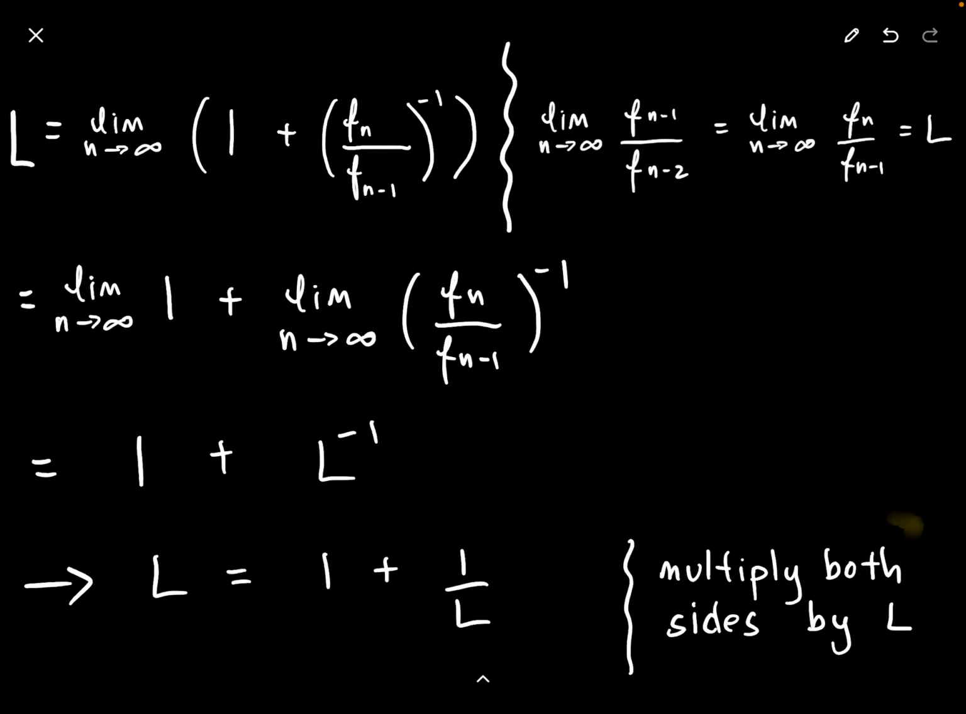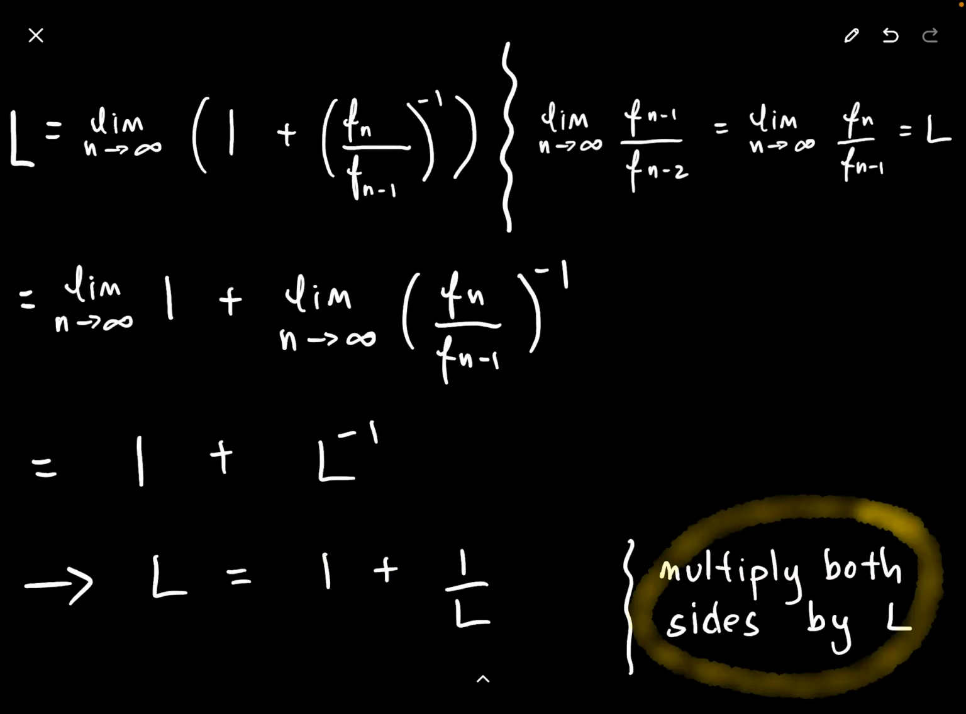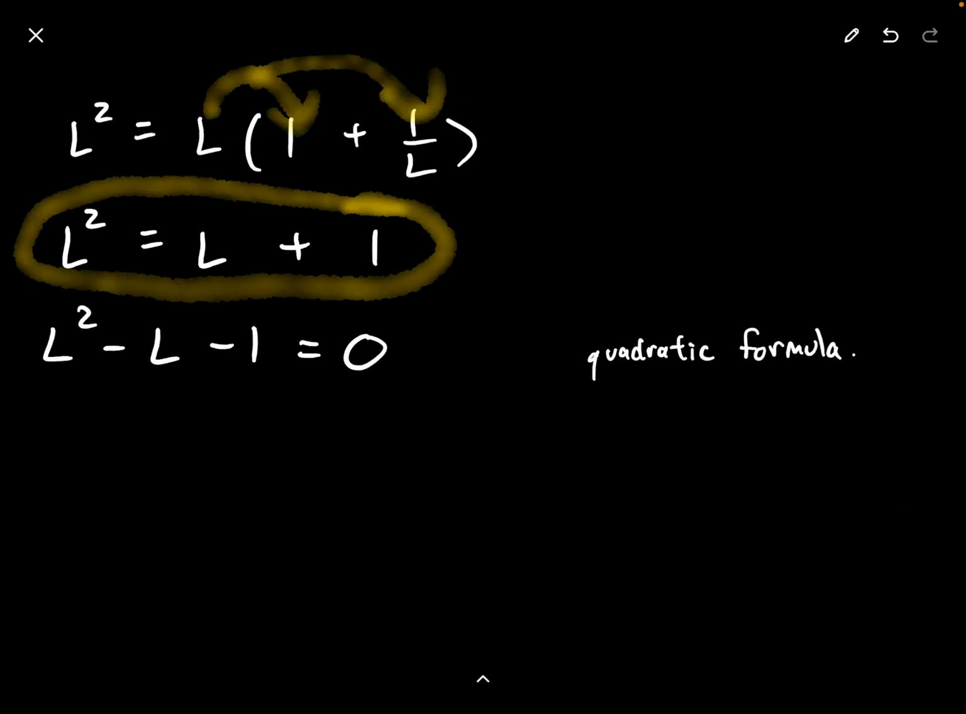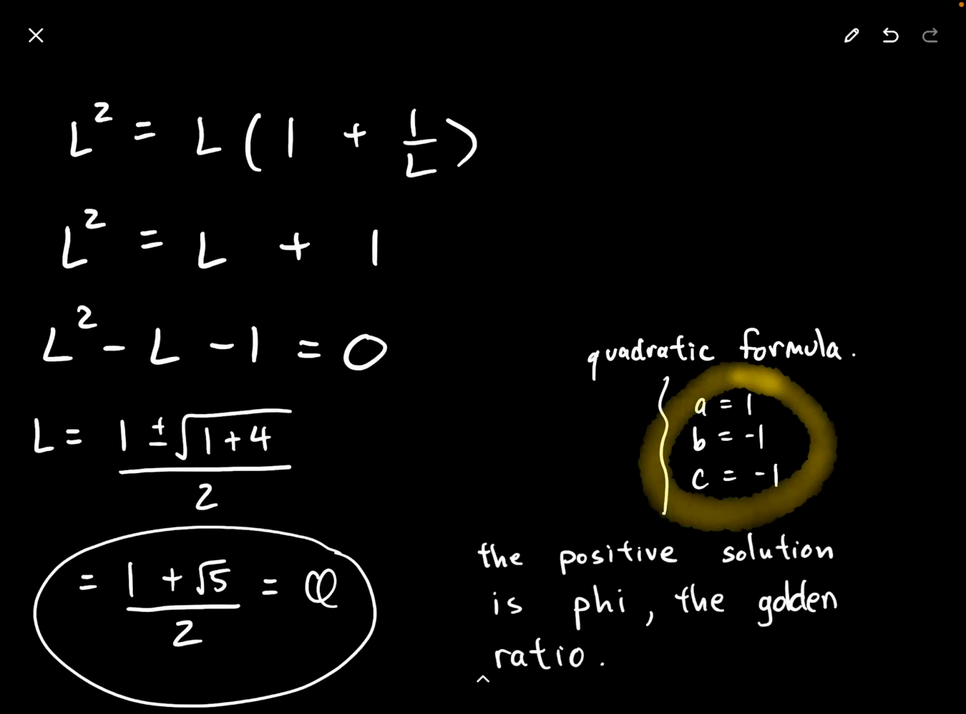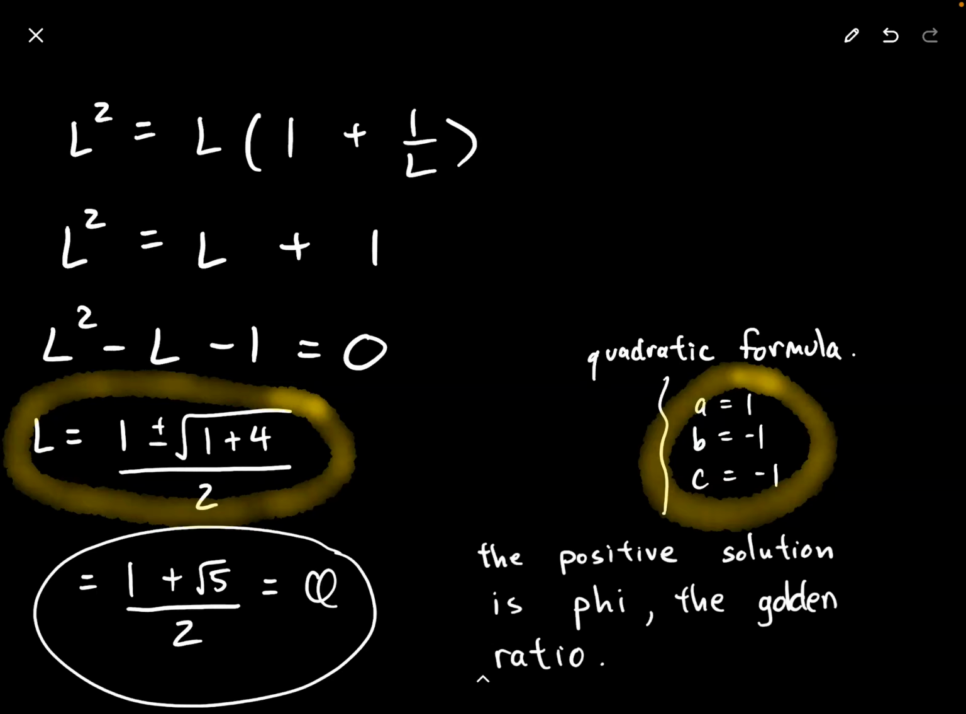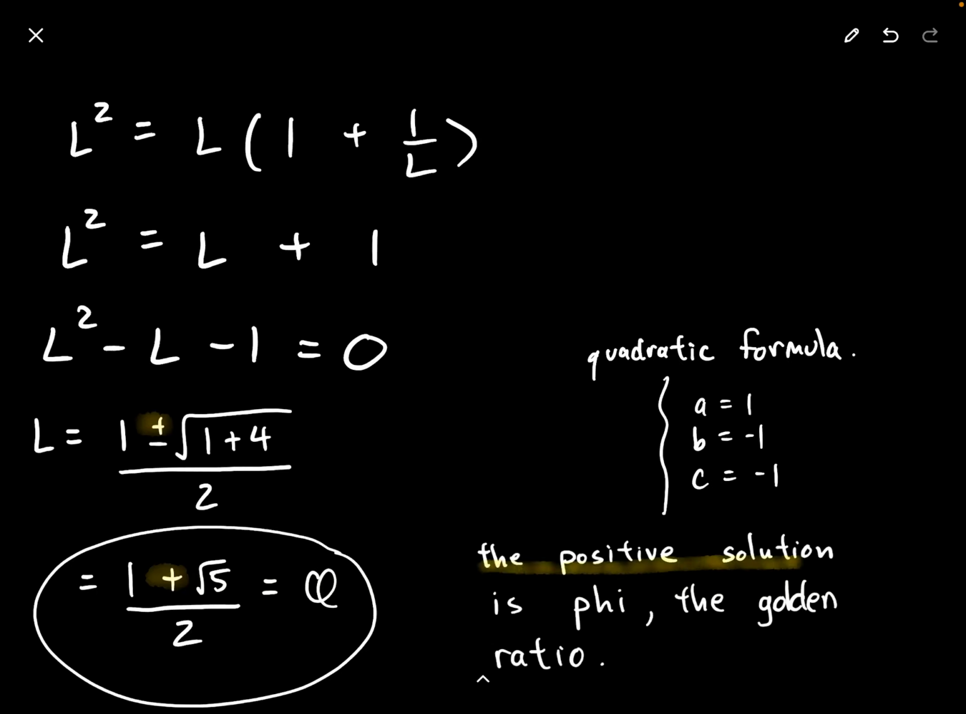To solve this equation, we can clear the fractions by multiplying both sides by L. If we distribute the L, we will have a quadratic equation to solve. So we have L squared minus L minus 1 is equal to 0, and this we can solve by the quadratic formula. Here if we plug in a, b, and c into the quadratic formula, we have that L is equal to 1 plus or minus the square root of 1 plus 4, over 2, and the positive solution is phi, which is known as the golden ratio.